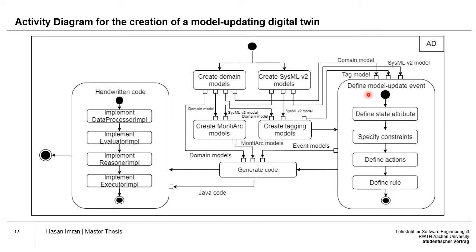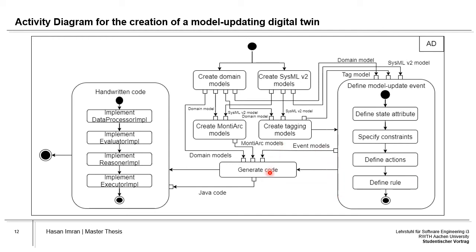The events would use the tag models, the domain models, and the SysML v2 models. For now, you have to handwrite the events using the tagging models. The tagging models are also handcrafted. You have to define which attribute you need to monitor. You have to specify the condition on which the event is triggered. You have to define, if an event is triggered, what action needs to be taken, and you need to map the events to the actions.